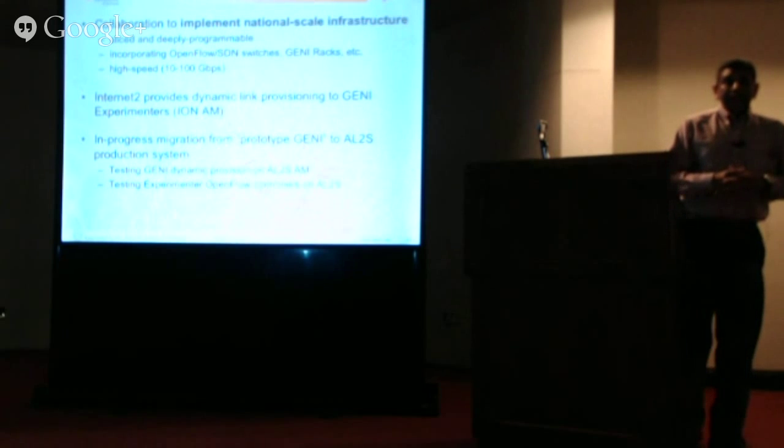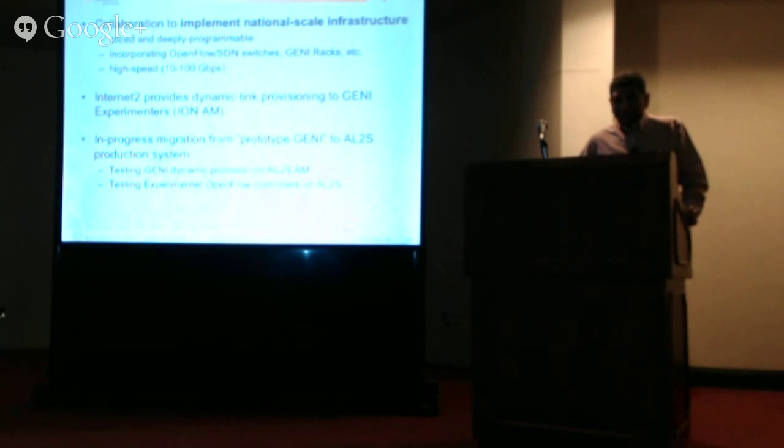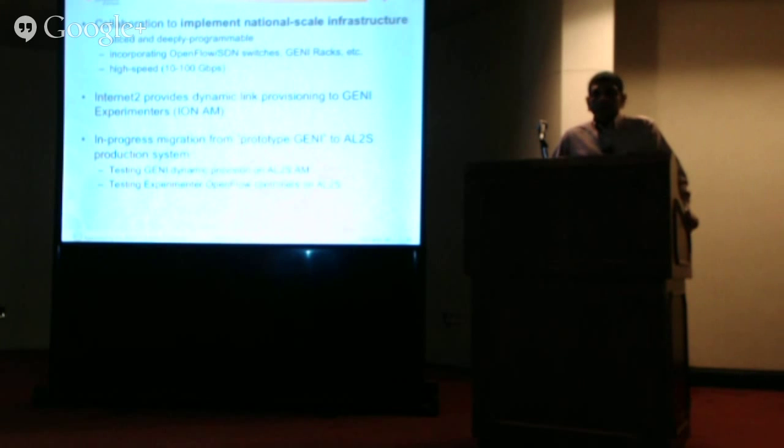I mentioned Internet 2 as the backbone network provider. We have had a long-standing collaboration with Internet 2. Internet 2 itself is deploying programmable switches all through the infrastructure. And they're also upgrading the network to 100 gigabits per second. So Internet 2 provides circuits for GENI experimenters. What this means is that when you have GENI resources at different campuses that you as an experimenter want to connect, they will actually set up a circuit for you dynamically for your experiment.